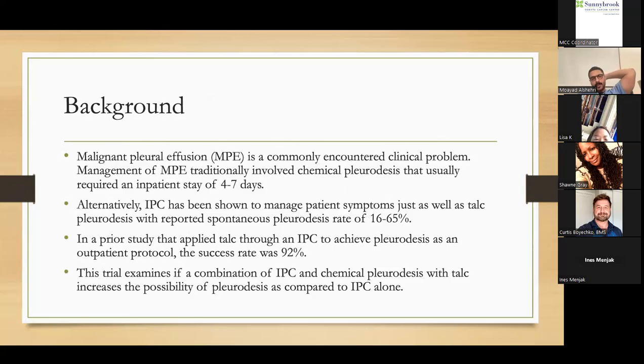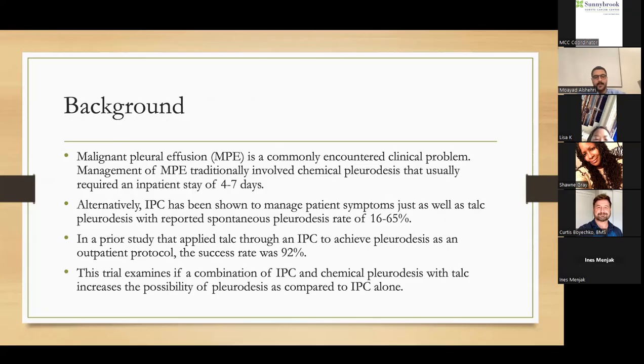So the background behind that is, if we are thinking of IPC as a means of expediting pleurodesis, should we actually just use talc pleurodesis plus the IPC to expedite even further? And in a prior study that applied talc through an IPC to achieve pleurodesis as an outpatient protocol, the success rate was 92%. So they wanted to challenge and look into that.